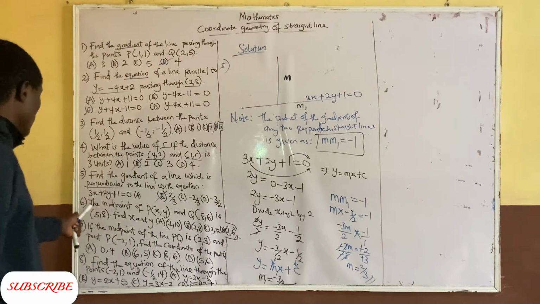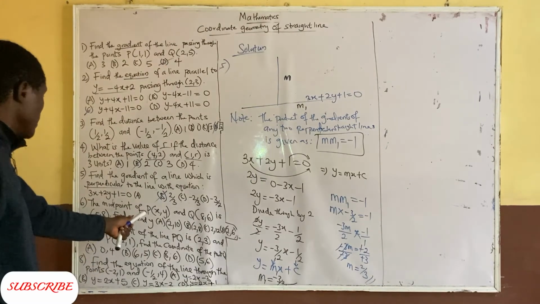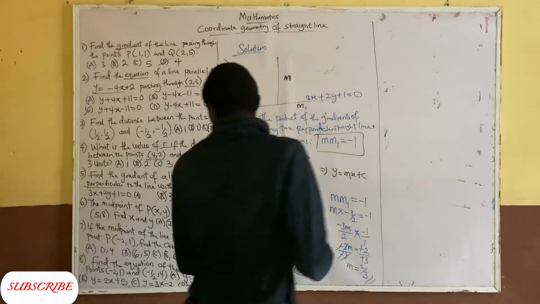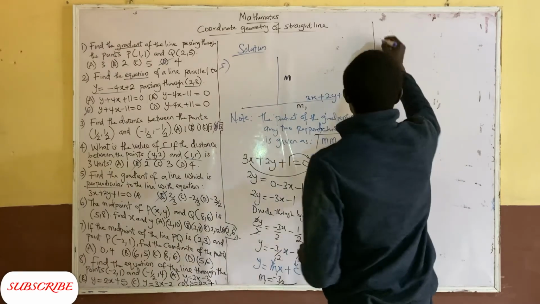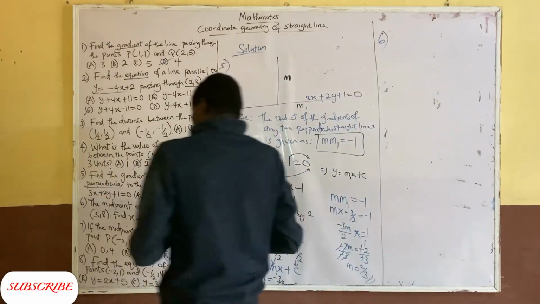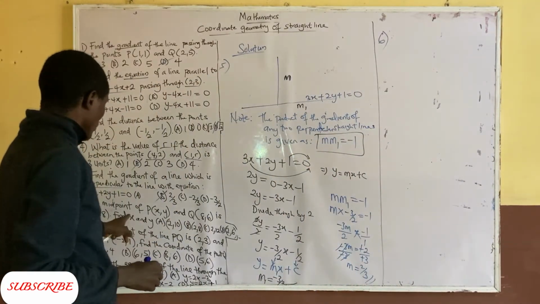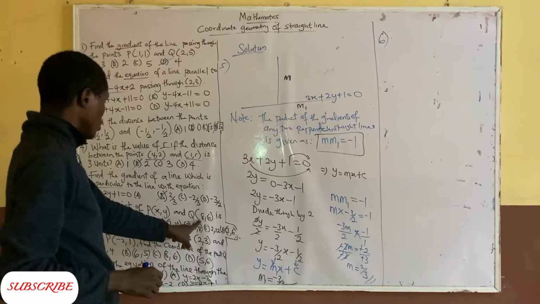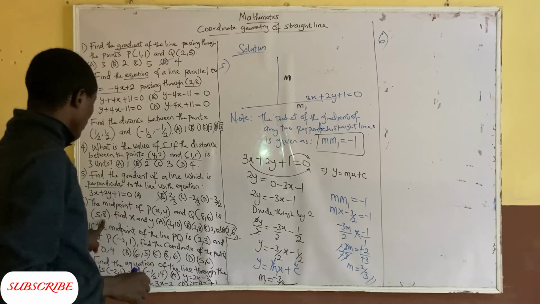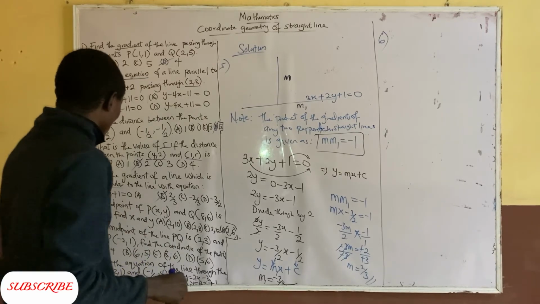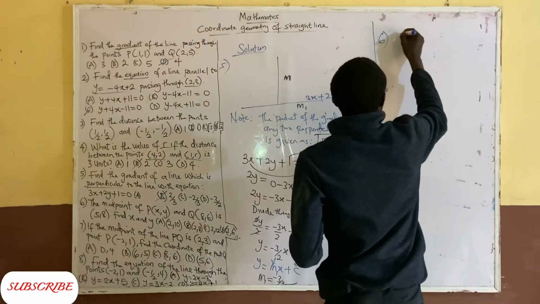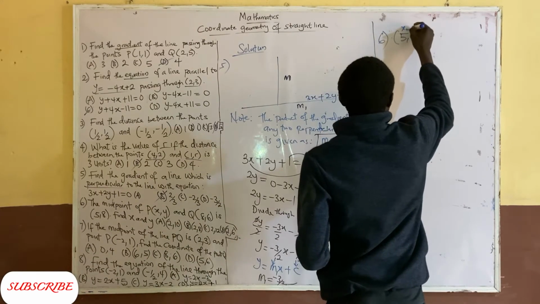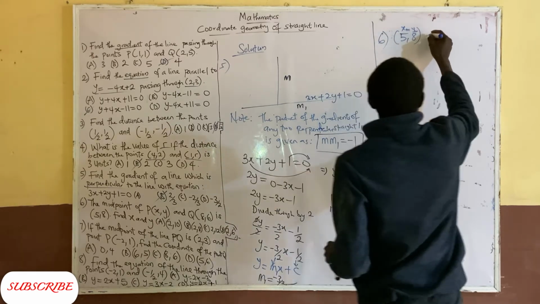Now the midpoint of P, X, Y, that's question number 6. They said the midpoint of P, which is the first point, X, Y, and Q, 8, 6 is 5, 8. Now we are told that the midpoint 5, 8 is the midpoint.